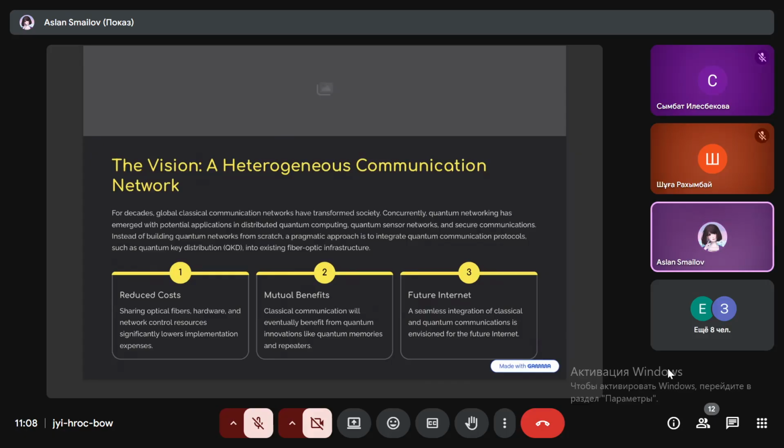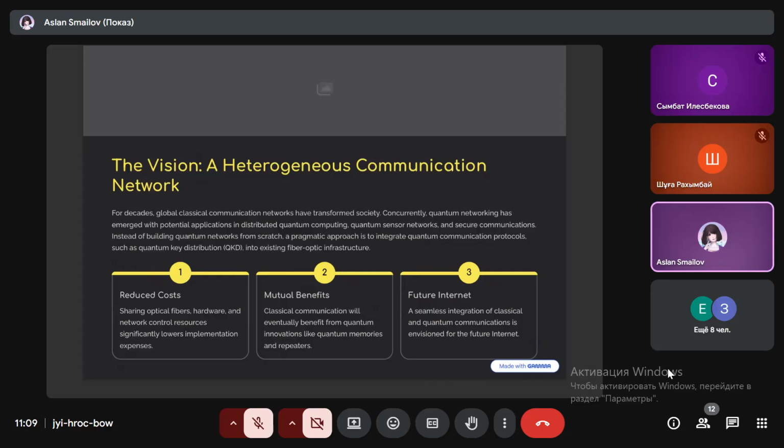How does this heterogeneous communication network system work? We have here two parts. Is the classical part that we have right now.